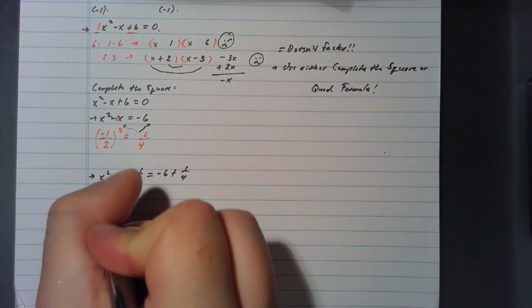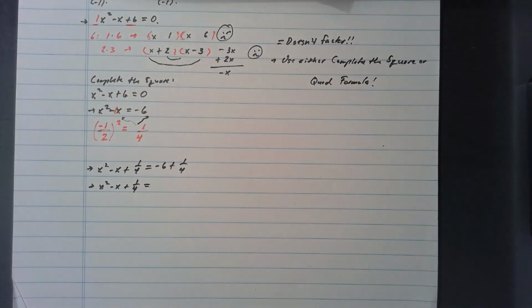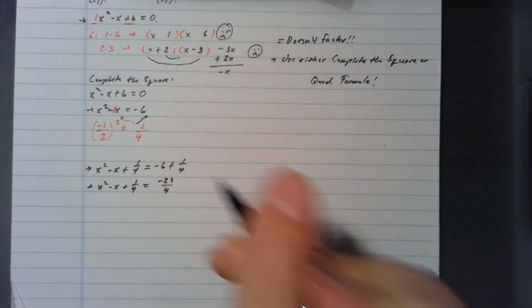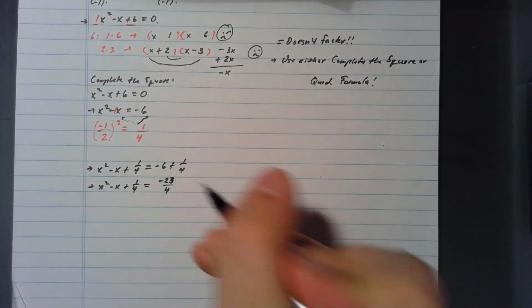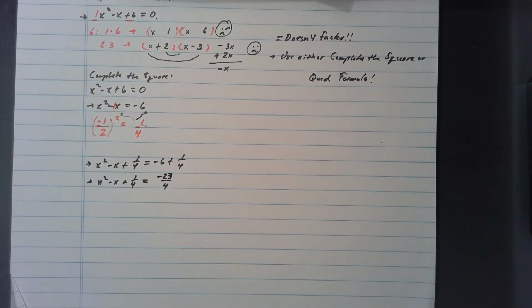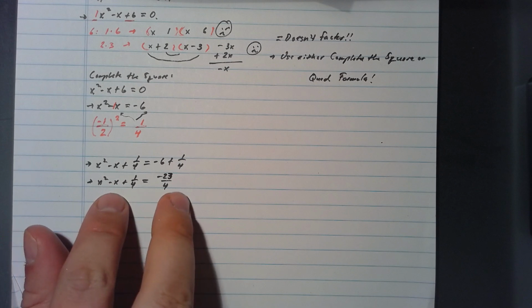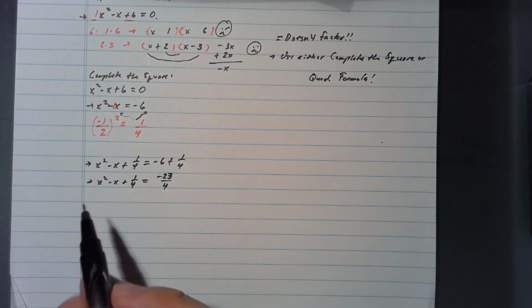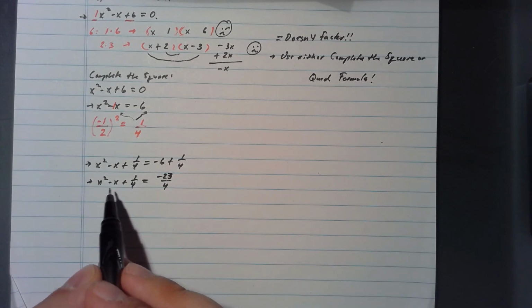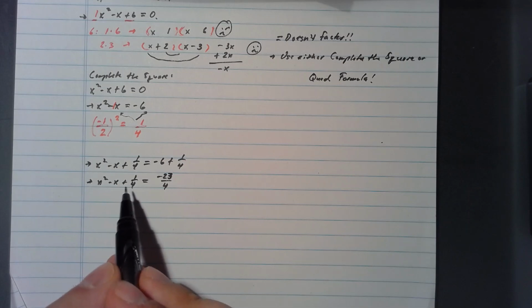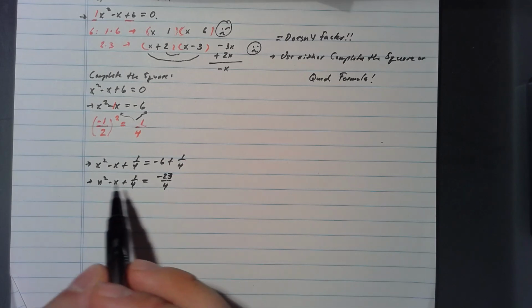Okay. My left side is still the same. My right side, negative 6 plus 1/4, you just add that together. I'm using my calculator. That gives me negative 5.75, which as a fraction is negative 23 over 4. Okay, now since I have a fraction here, and we don't typically like fractions, I could just multiply both sides of the equation by 4.